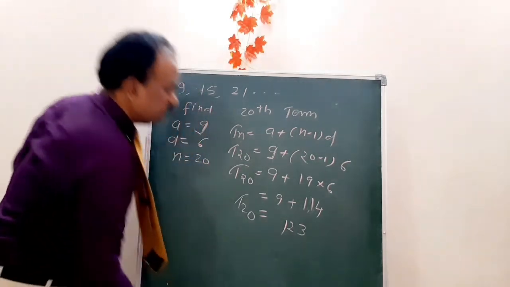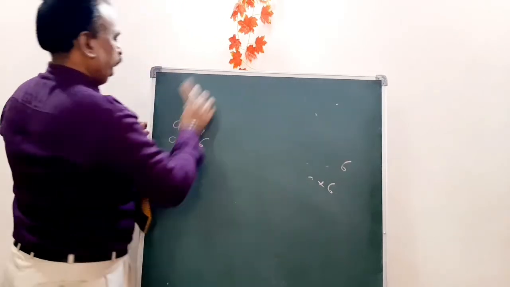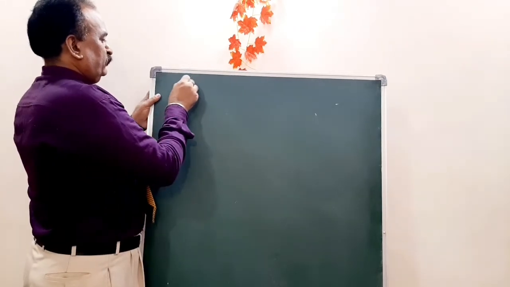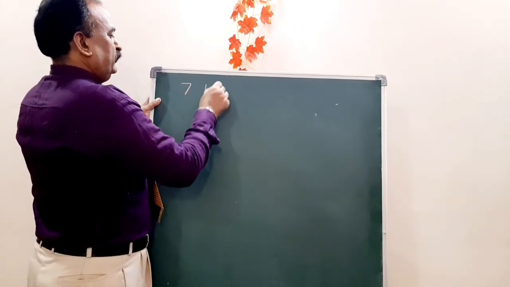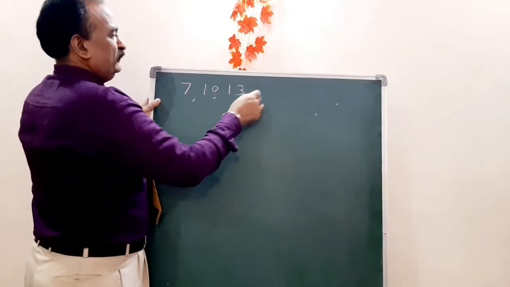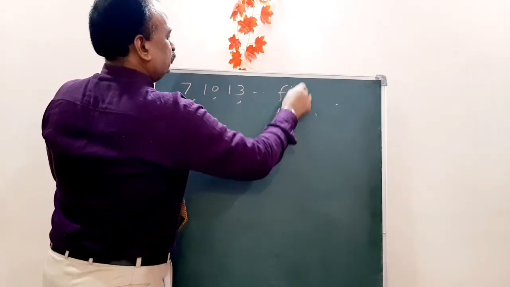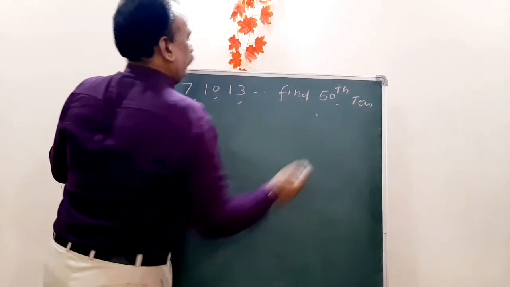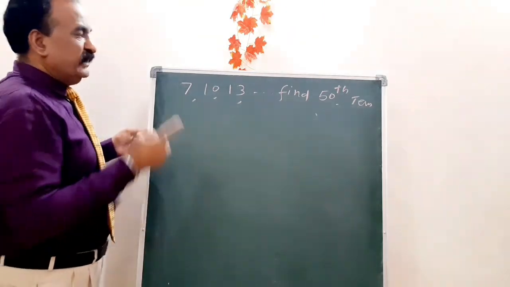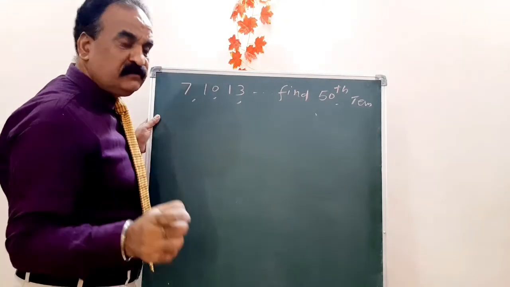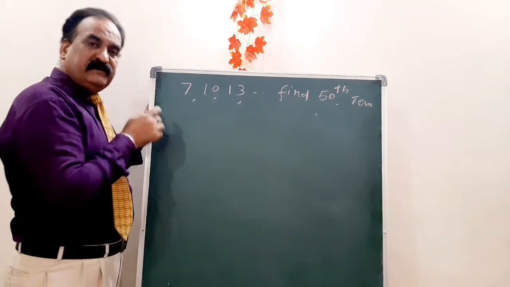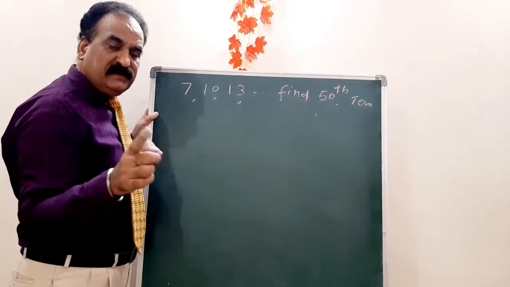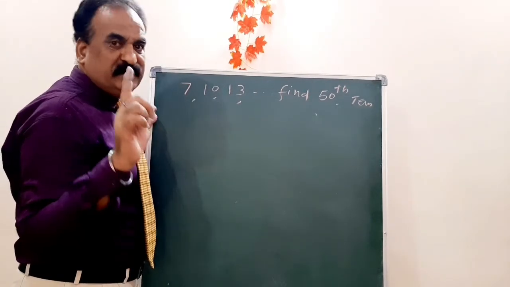Now one more question: 7, 10, 13. Find the 58th term. The same thing. First see whether it is an arithmetic progression or not. The first term a is 7. The common difference: 10 minus 7 is 3, 13 minus 10 is 3. It means the common difference is the same, so it is an AP.